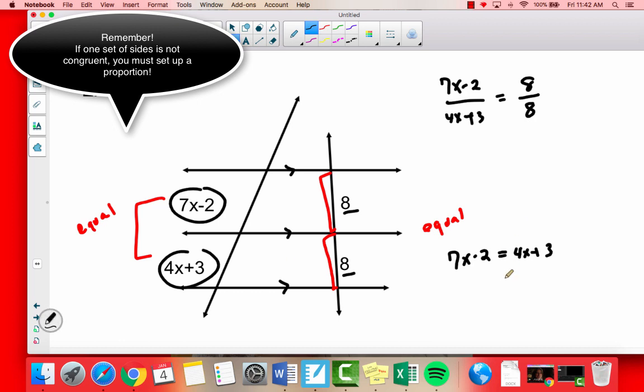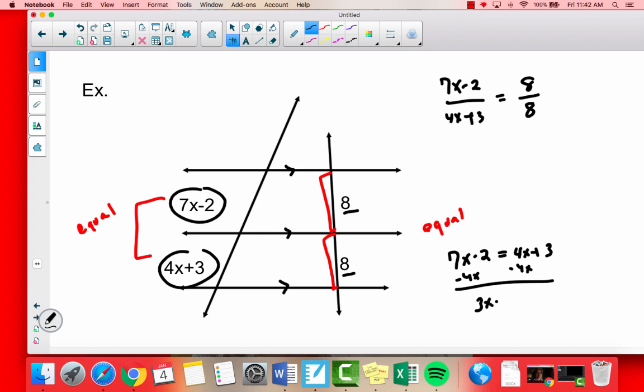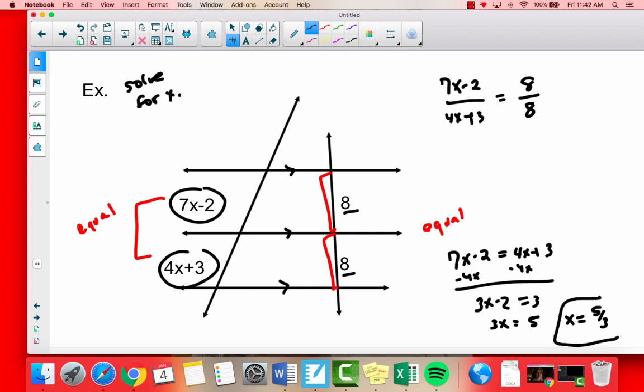And then if we solve this, subtract 4x over to the other side, we get 3x minus 2 equals 3. Add 2 over, we get 3x equals 5. So our x value is 5/3. And then I could go ahead and ask you to plug in to find a length, but in this case they just wanted you to solve for x. So you'd be done, and there's our final answer.